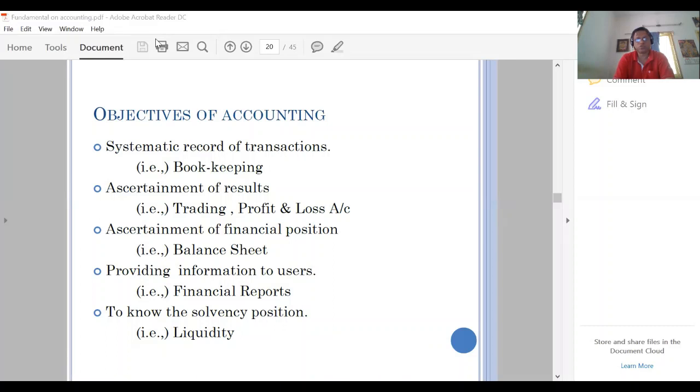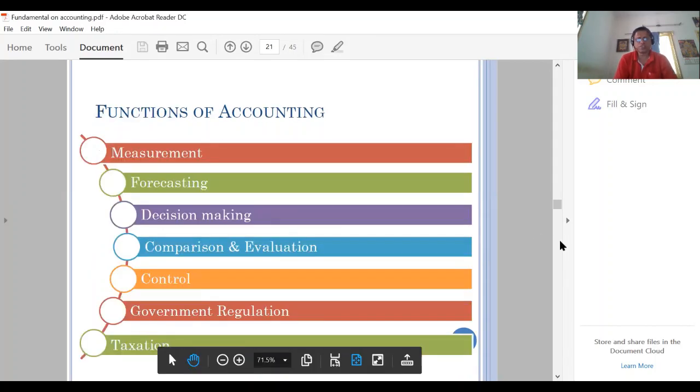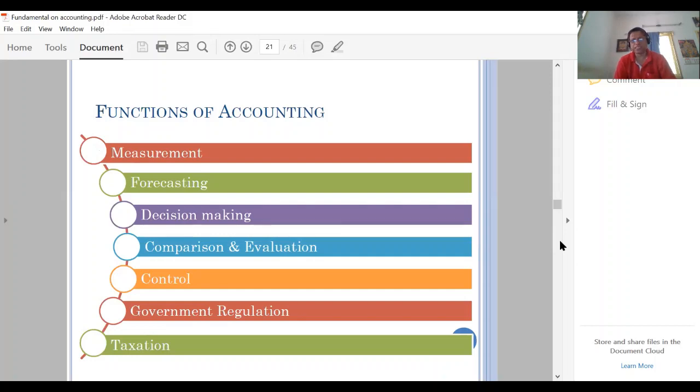Okay. So the objective of accounting is bookkeeping, right? And then we have ascertainment of results. Then we have ascertainment of financial position. Third one is providing information to users. The last and final is to know the solvency position. What is the function of accounting? We have measurement, forecasting, decision making, comparison and evaluation, control, and taxation issues.